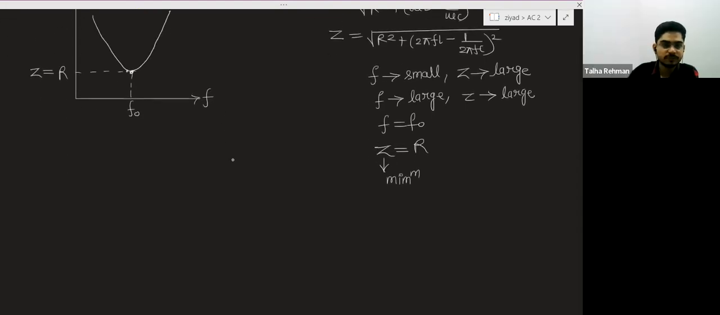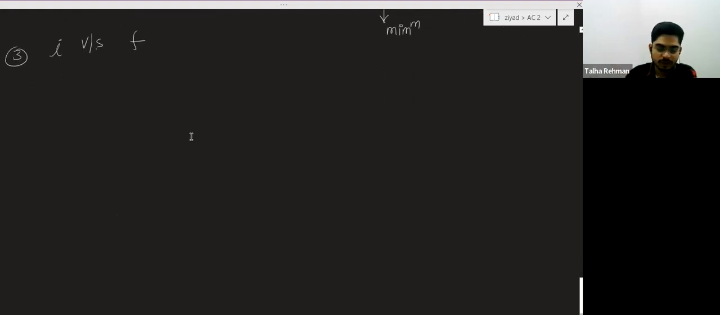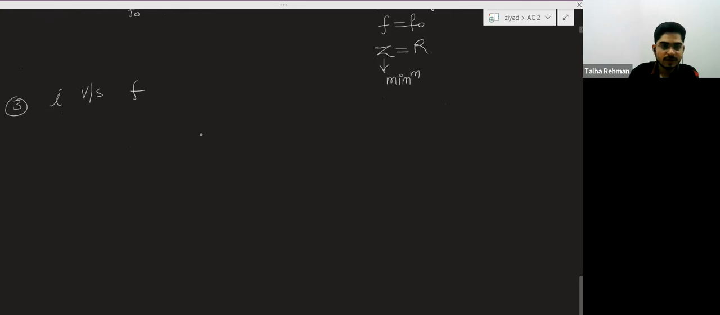One more graph. This time we will draw the graph between the current and the frequency. Current versus frequency. Basically, current in the circuit is given by I naught equal to V naught by Z. So current is inversely proportional to Z.